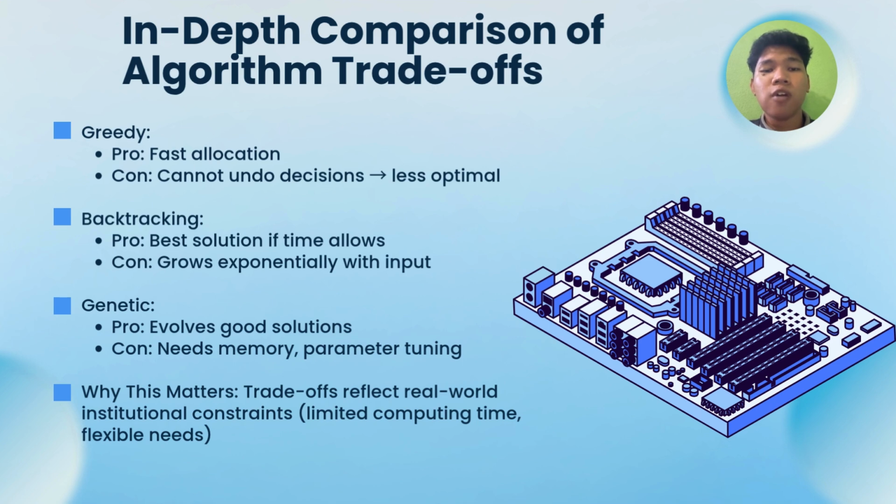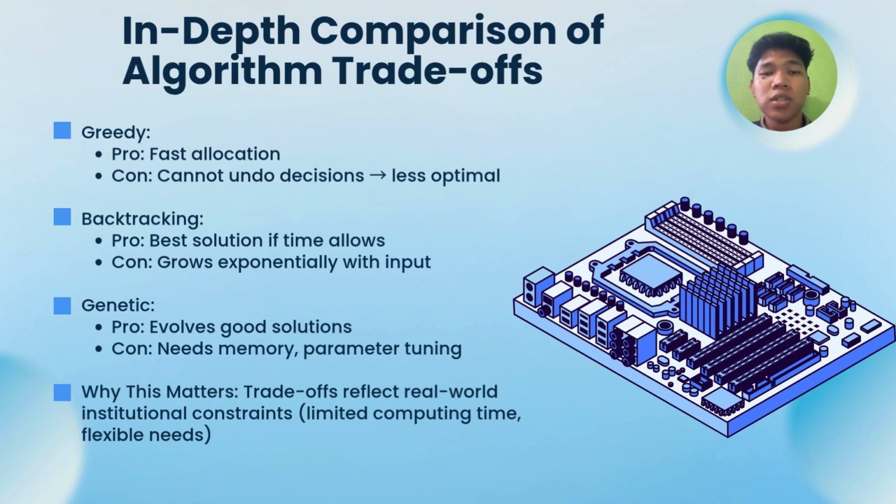However, the trade-off is that it's not very smart. Once it assigns a class to a slot, it doesn't check whether that decision causes problems later on. So, if it makes a poor decision early in the process, it can ruin the overall quality of the timetable. It also doesn't handle soft constraints well, meaning it may create schedules that are technically valid but frustrating for students or lecturers. So next is the backtracking algorithm.